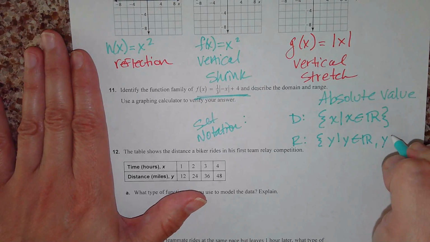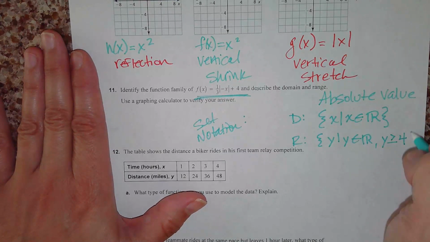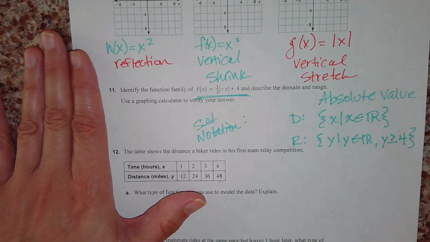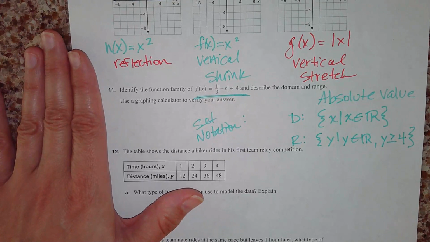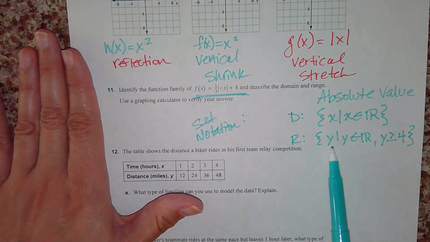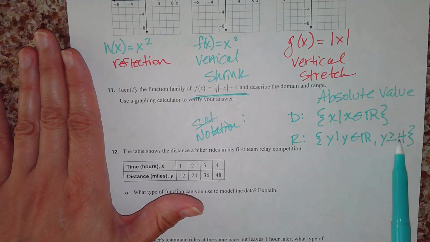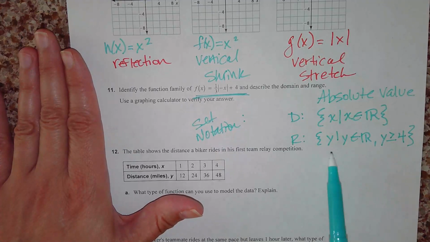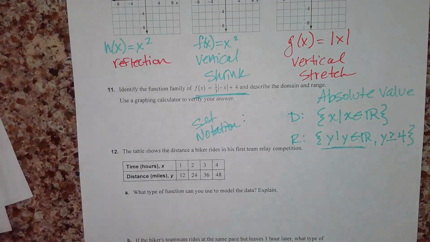So I want y's that are greater than or equal to +4. And then I end my curly brackets. So what this means is all real numbers where y is greater than or equal to 4. You have to say this in the beginning part anytime you use set notation, because basically it says we're talking about real numbers.